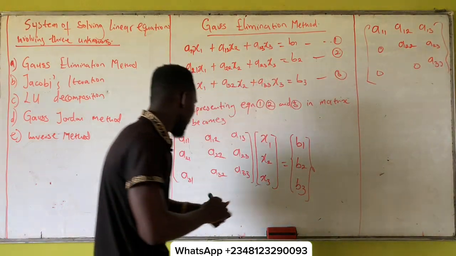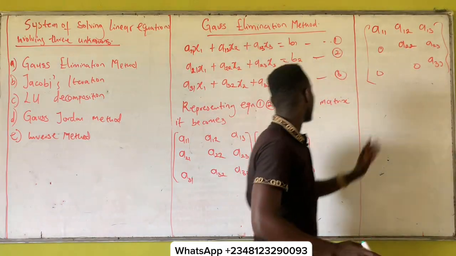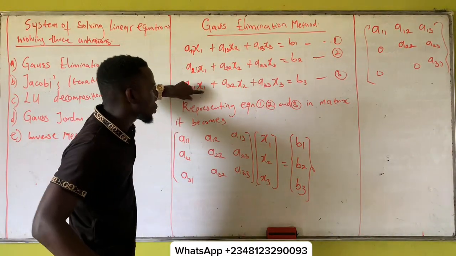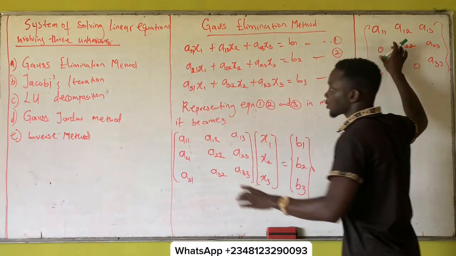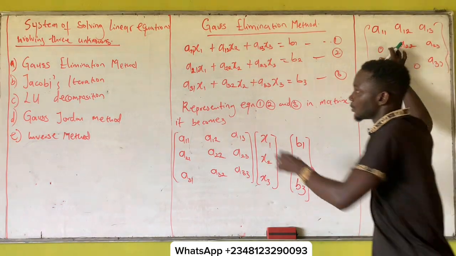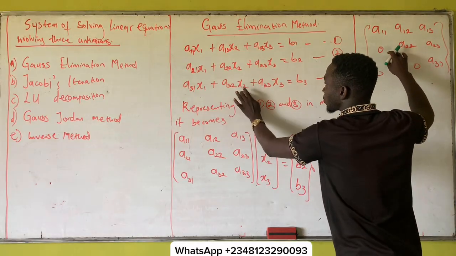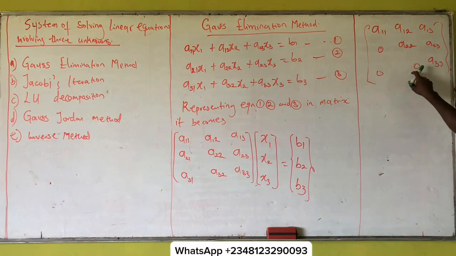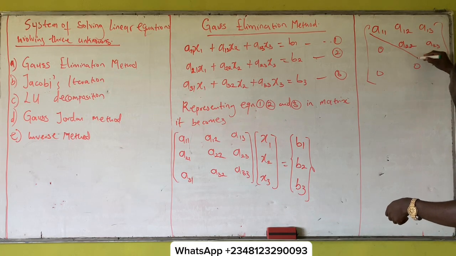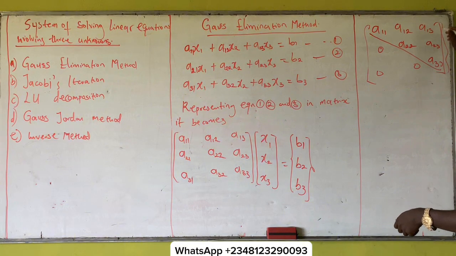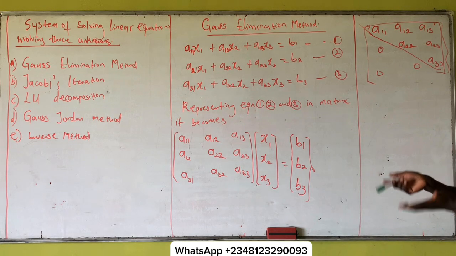Now, our aim here is to reduce this particular matrix to this form, such that we eliminate x1 from here. If we eliminate x1 from here, this point will become 0. We are going to eliminate x1 from here, and eliminate x1 and x2 from equation 3, so this point here becomes 0. So our aim is to get this upper triangle of values. That is the aim of this Gauss elimination method.